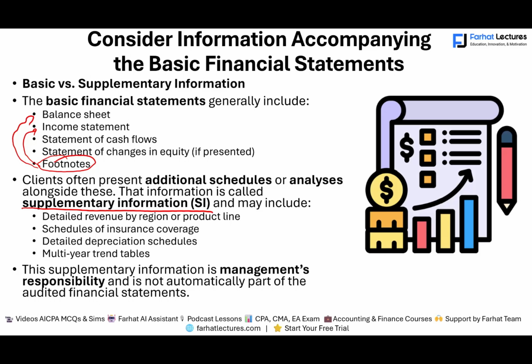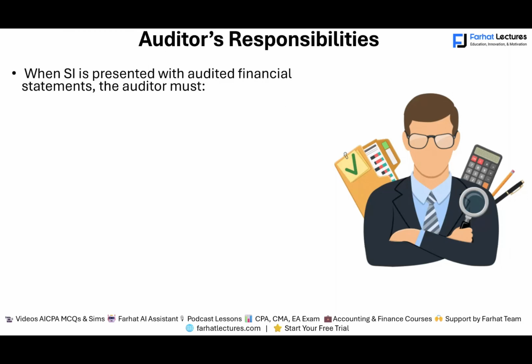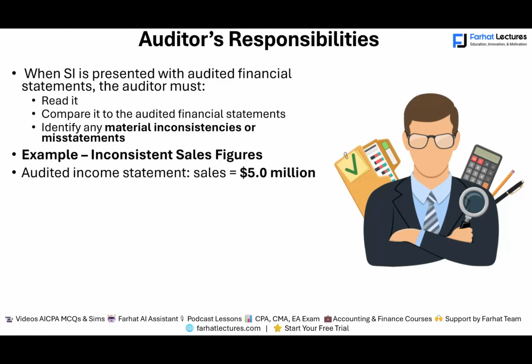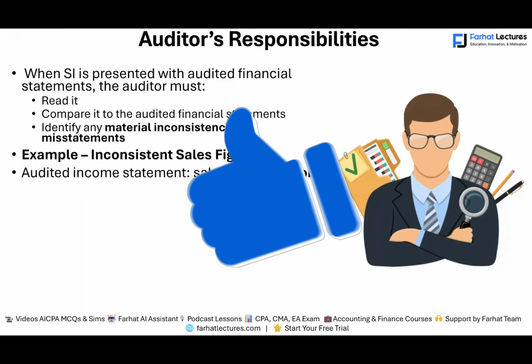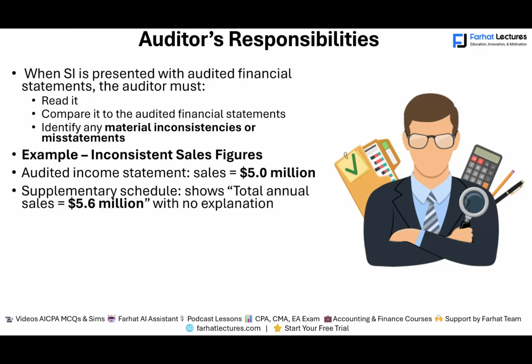Well, if that's the case, what is our role as auditors? When supplementary information is provided, guess what we should do? Read it. Compare it to the actual audited financial statements and look for any material inconsistencies or misstatements. What could be an obvious inconsistency, for example? Inconsistent sales figures. The audited financial statements might be showing sales of 5 million. This is the audited number. Now, in the supplementary schedule, they might show total annual sales of 5.6 million with no explanation.